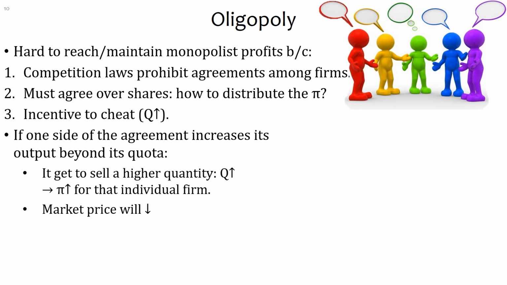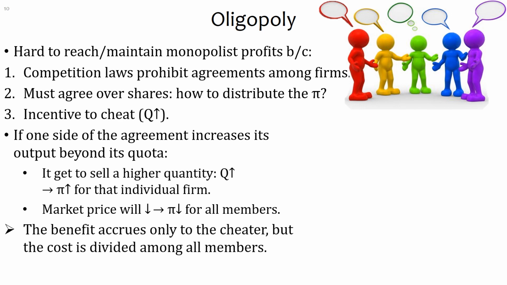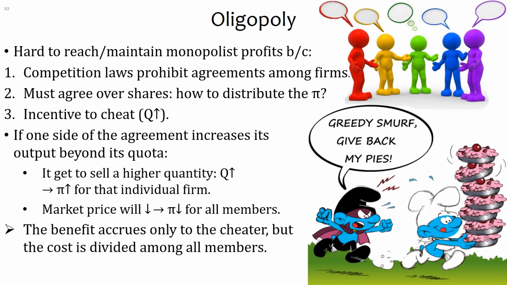The price goes down for everyone. So all of the other firms are going to be worse off, right? Their profit is going to go down. So they're like, damn it, so the benefit accrues only to the cheater, but the cost is divided among all members.